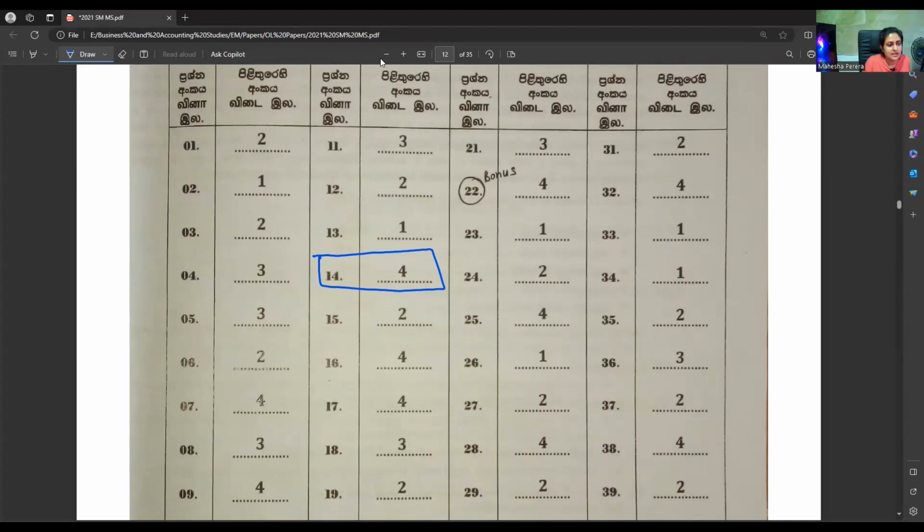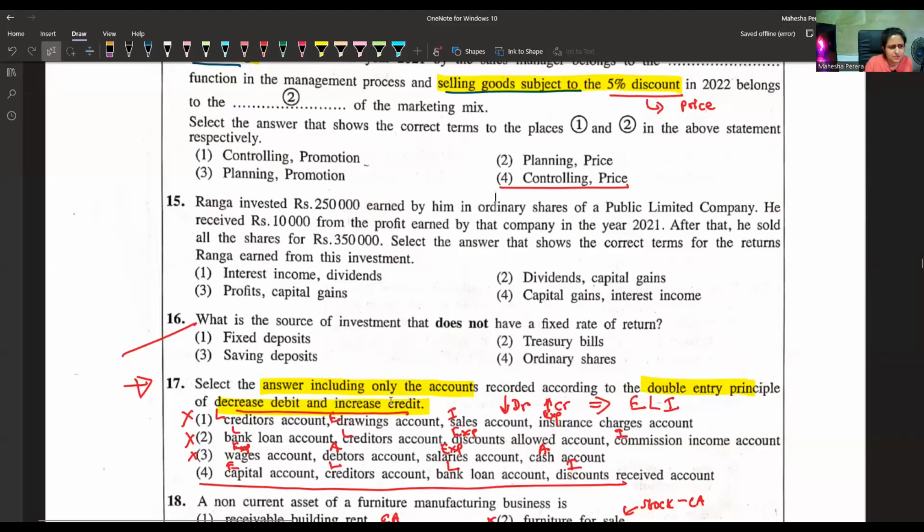Okay? හරි. ඊට පස්සේ බබෝ 15th එක. හරි. තව දෙන්නයි තියෙන්නේ. ඉවසීමෙන් ඉමු. හරි? Right. We have only 2 more questions. Let's do it. So there is a huge case. Definitely we read the question first. It says, select the answer shows the correct terms for the returns Ranga earned from this investment. This is an investment question. The return of the investment. Right, let's read and see.